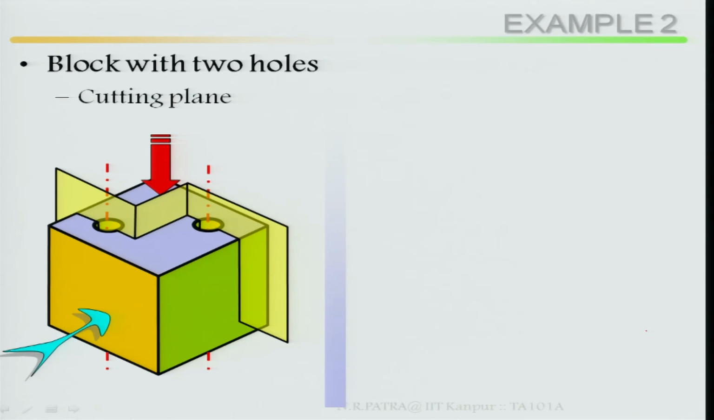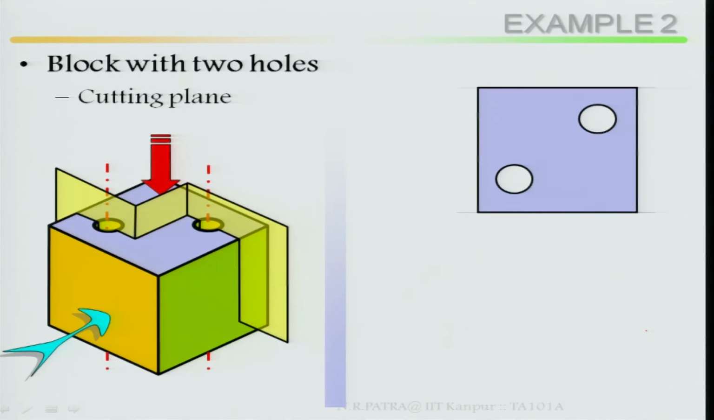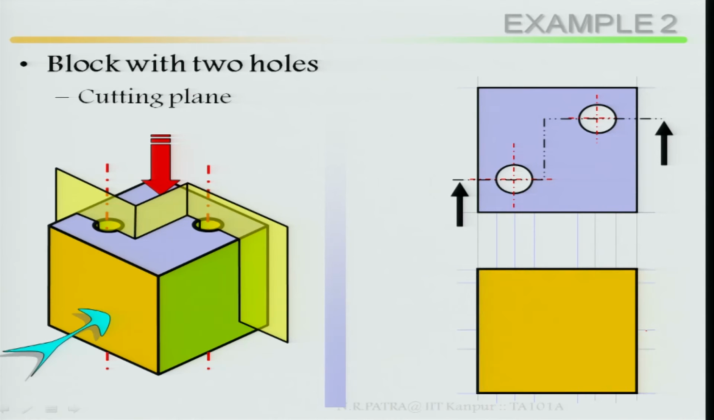This is your cutting plane. Choosing your cutting plane is more important. That means you choose it in such a way that it passes through this hole, so that the hidden part of the hole you can see. This is a top view. Now, aligned sectioning you are doing, cut it, this is a front view.